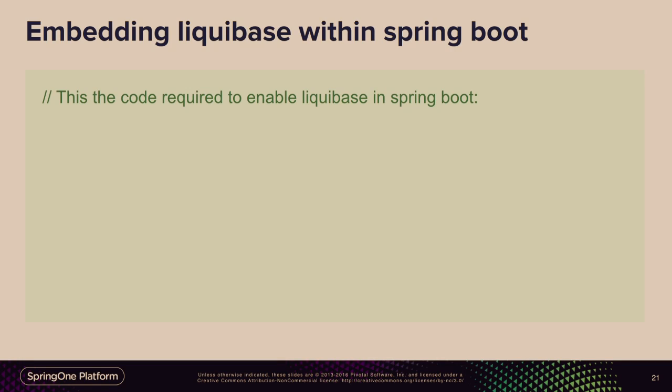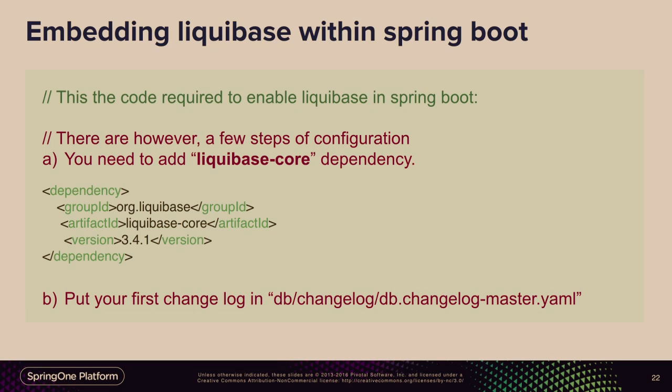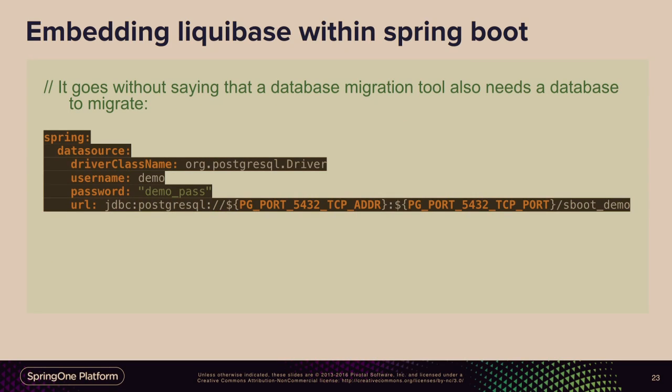So how do we get Liquibase embedded within Spring Boot? So there you go. That's the code. That's all you need. Well, there's a little bit more. You just need to supply a dependency. So Spring Boot automatically senses that Liquibase is on the class path and will look for your first change set in your source main resources, db changelog master YAML file. And then it just kicks off by itself. Of course, you need to have a database to migrate, so you would just provide your database information.